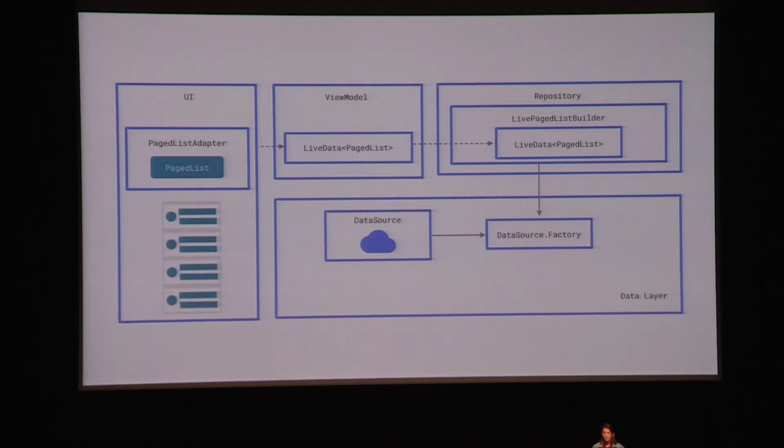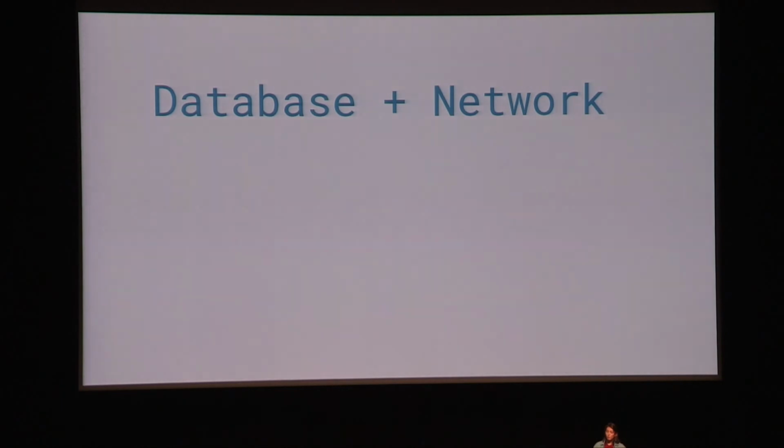But then, once we're scrolling and we're getting to the end of the list, here's what happens. Automatically, the PagedList is requesting the data from the data source by calling load after. And then the data source will know how to load that data and then automatically send it to the PagedList.